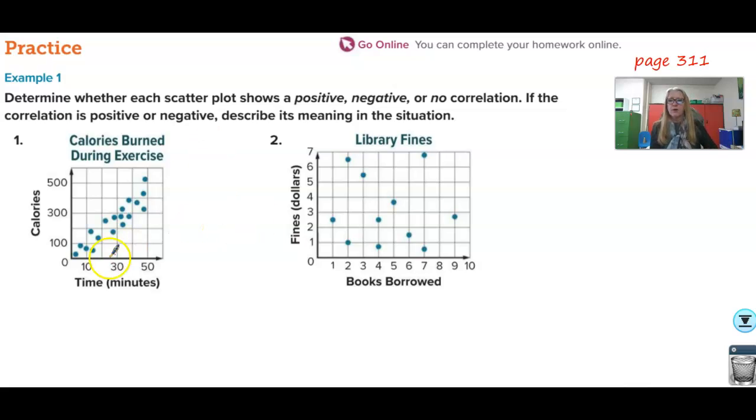Okay. So for number one, we notice that this trend is going uphill, and we know Slope-Tube would call that a positive. So we say this one has a positive correlation.